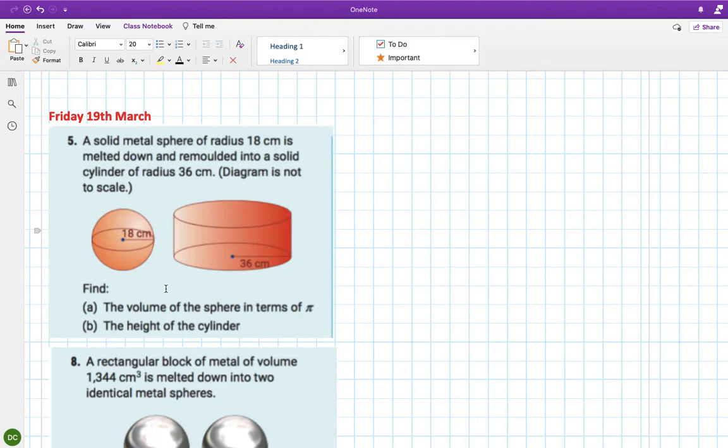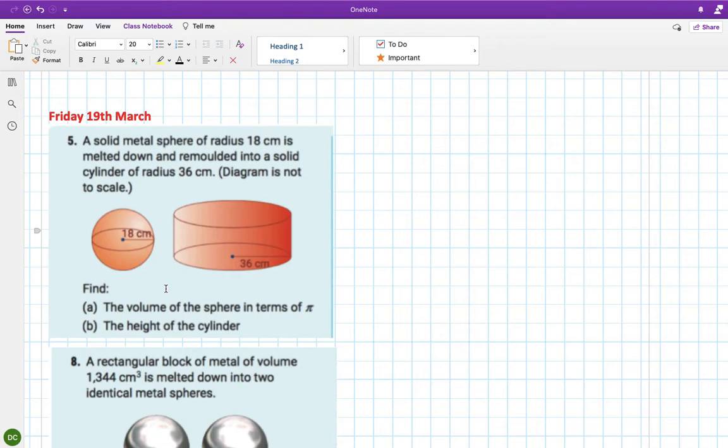Okay, so we'll have a look at the homework from Friday's class. A solid metal sphere of radius 18 centimeters is melted down and remolded into a solid cylinder of radius 36 centimeters. The diagram is not to scale. Find A, the volume of the sphere.